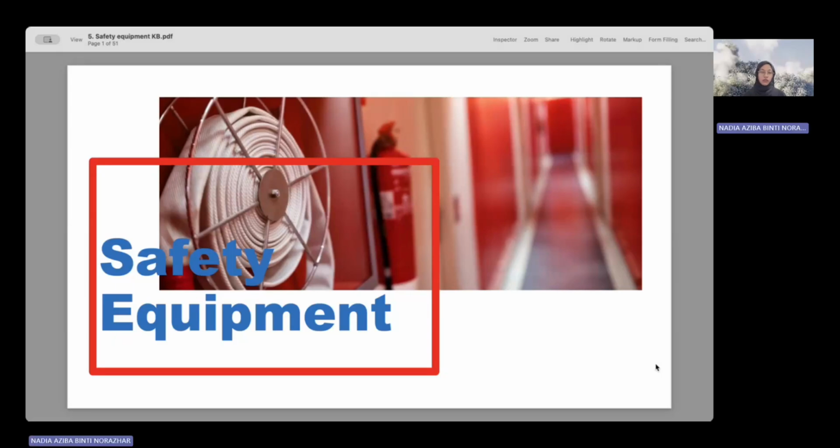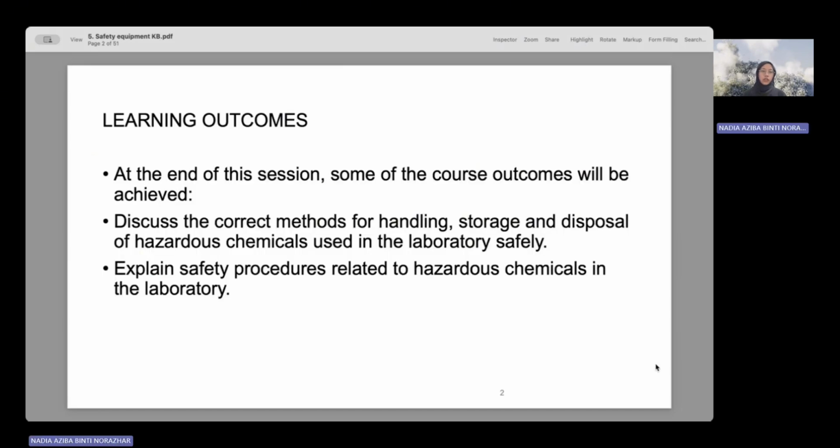Good evening. Today we'll be discussing a topic called safety equipment. For the learning outcomes, we will be able to discuss the correct methods for handling, storage, and disposal of hazardous chemicals used in the lab safely. And we'll also be able to explain the safety procedures related to hazardous chemicals in the lab.